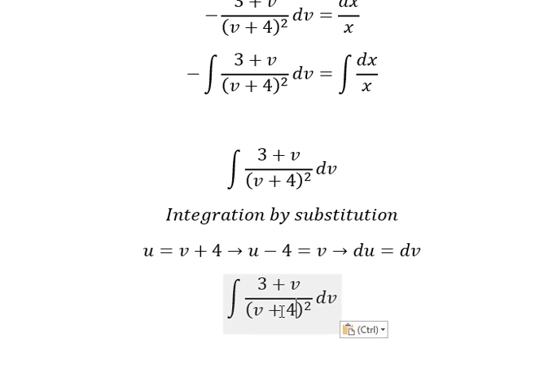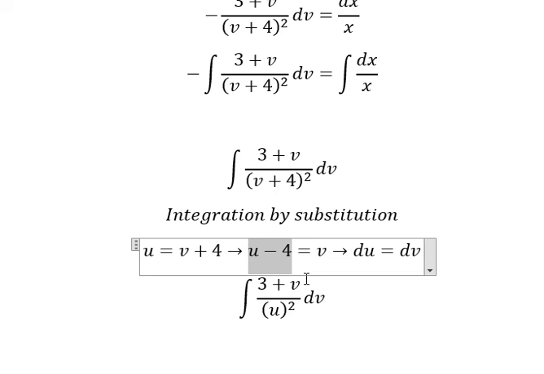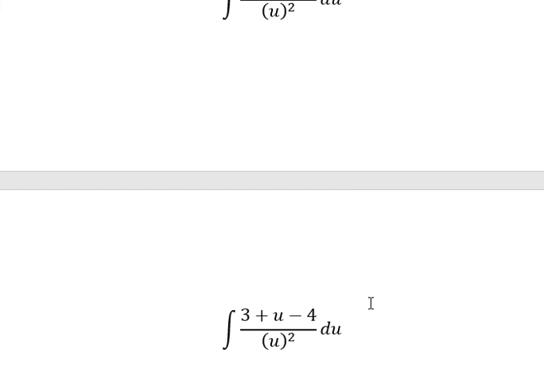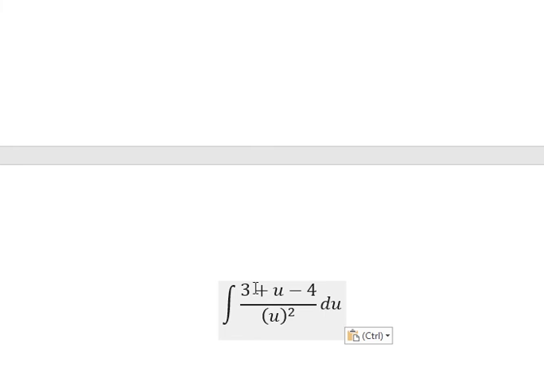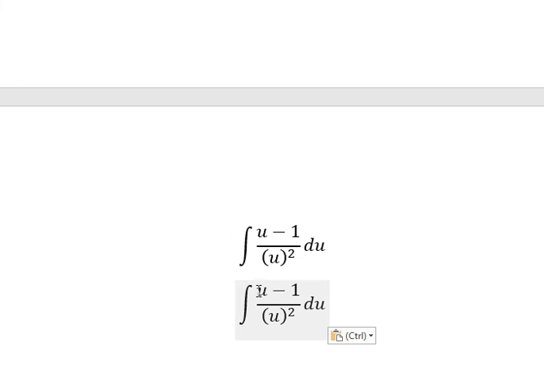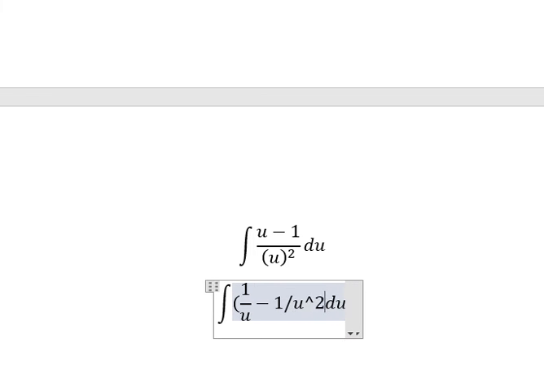So this one we change by u. V we change by this one. dv we change by du. 3 minus number 4, we have negative number 1. So u divided by u square, we have 1 over u. And the next one we have negative 1 over u square.